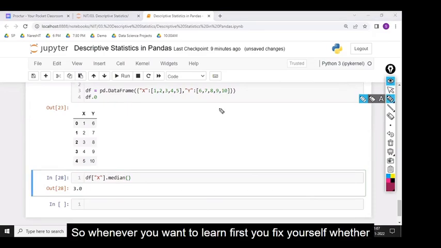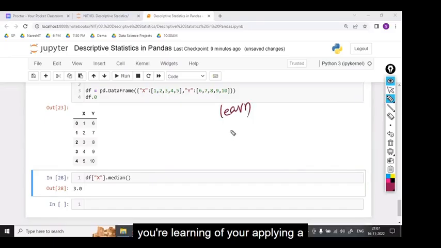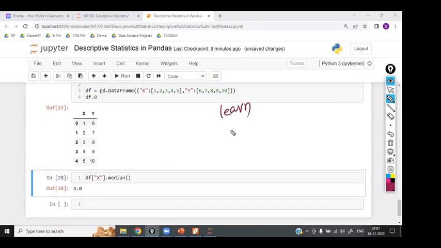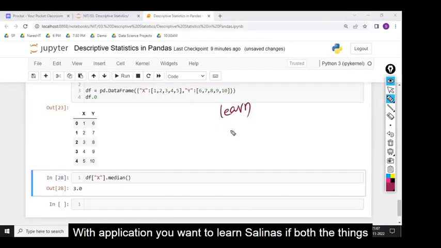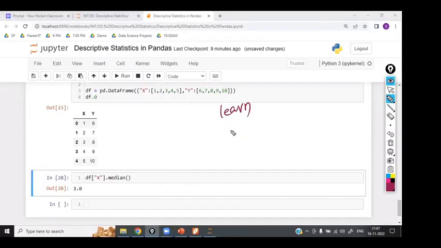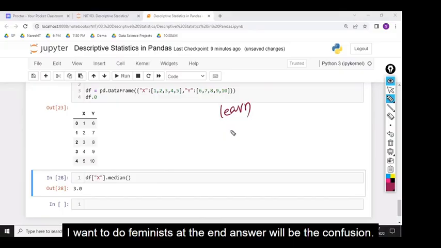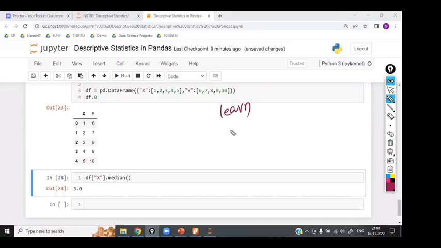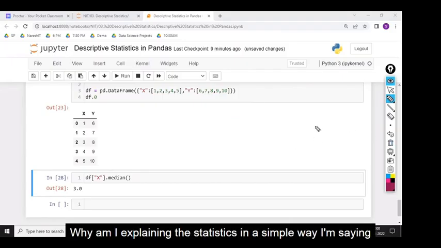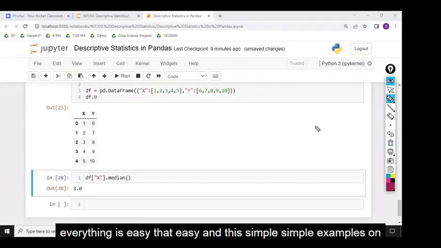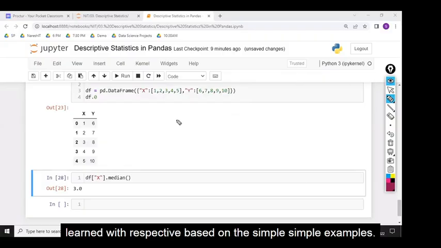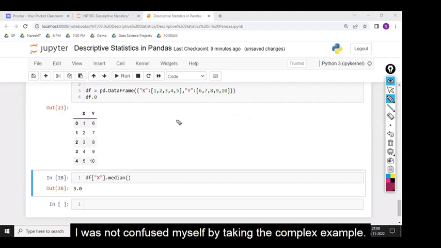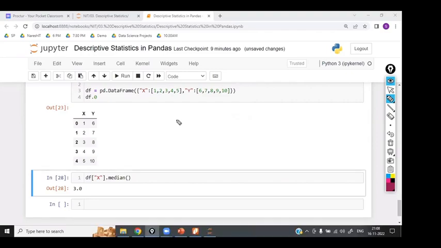Whenever you want to learn, first fix yourself, whether you are learning or you are applying. When you are learning, don't apply. When you are applying, don't learn. If you want to learn and apply simultaneously, at the end the answer will be confusion. Why am I explaining statistics in a simple way? I'm saying everything is easy, dead easy, with simple examples on the spot. I'm writing examples like this because I have learned based on simple examples. I was not confused by taking a complex example.